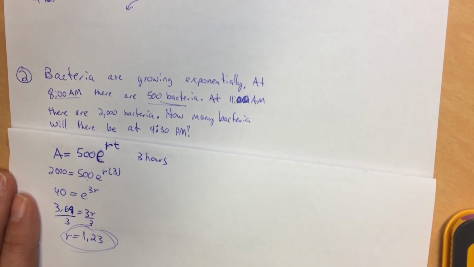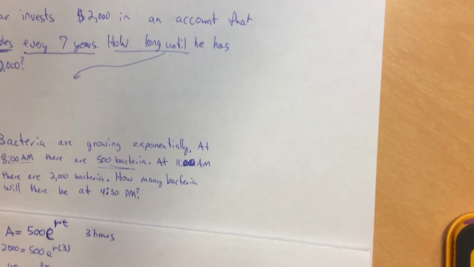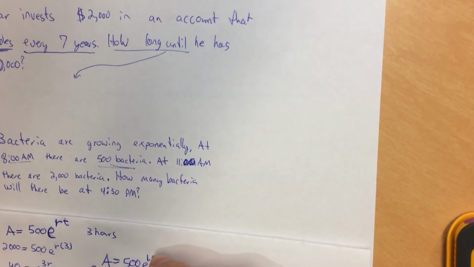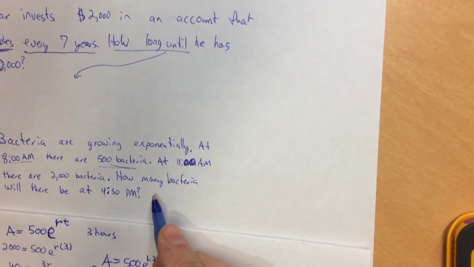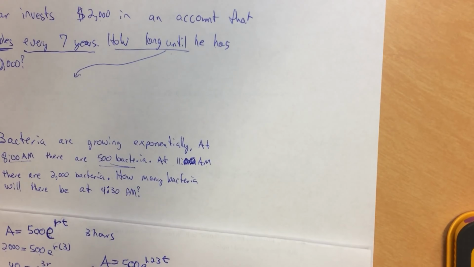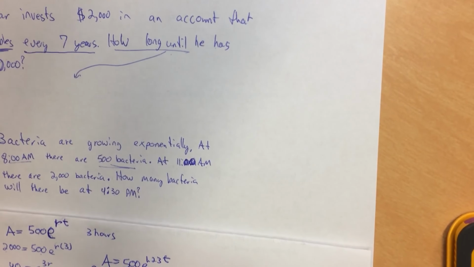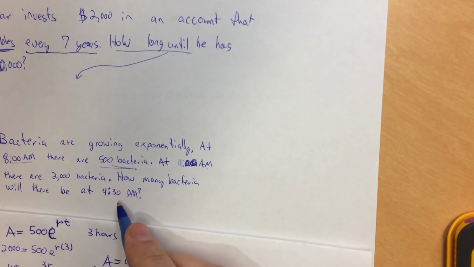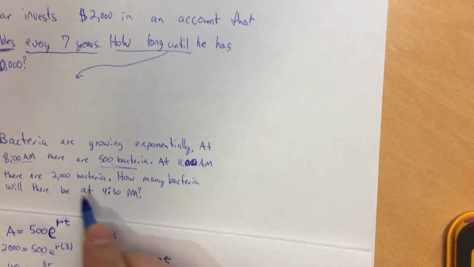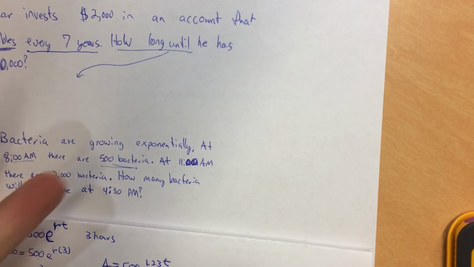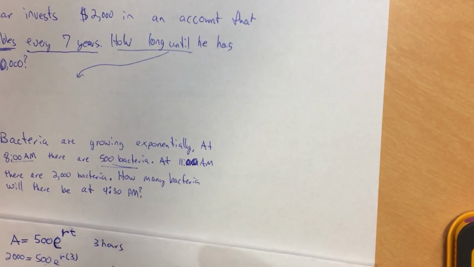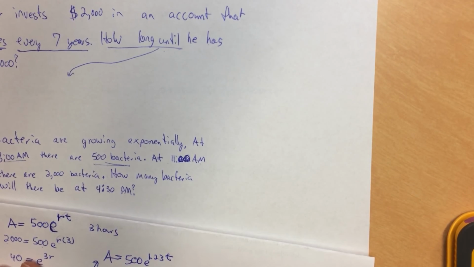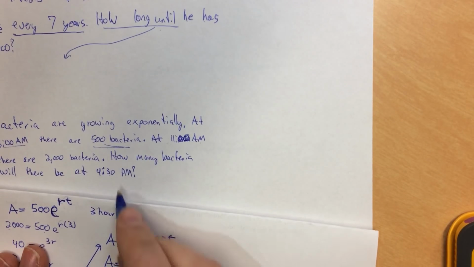Now that we know that R is 1.23, our equation becomes A equals 500 e to the 1.23t. So now it says how many bacteria will there be at 4:30 p.m. So that's what we want to know. Well, it's going to be 500 e to the 1.23, and then the time is how many hours have passed from 8 a.m. And so 9, 10, 11, 12, 1, 2, 3, 4 and a half. So it's going to be 8.5 hours until 4:30 p.m.